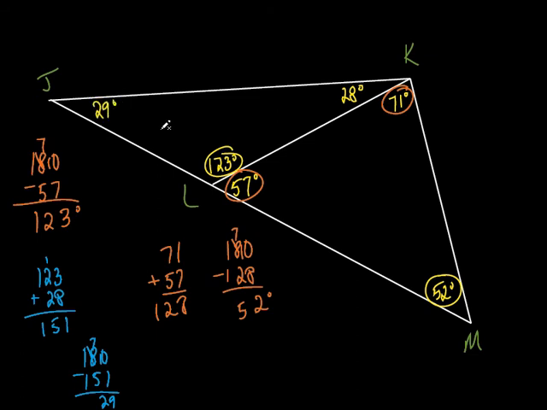If you wanted to double check, throw it into the calculator, add the three angles together, add 29 and 28 and 123, and you should get 180 degrees. Same thing with these three. Add up 71, 57, and 52. If you do that, you should get all three angles adding up to 180 degrees.